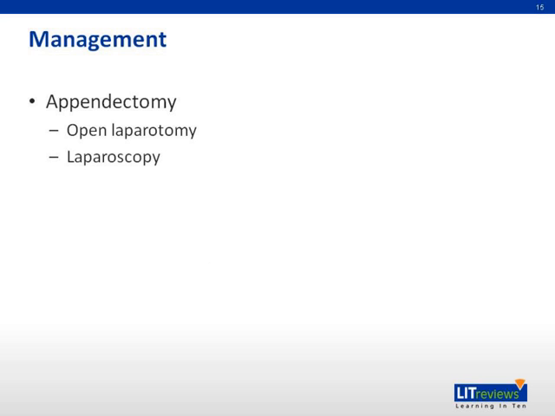If the appendix looks normal, it should still be removed, but it is important to exclude common alternative causes of abdominal pain intraoperatively if possible. Meckel's diverticulum, Crohn's disease, mesenteric lymphadenopathy, ovarian torsion, and hernias should all be excluded.